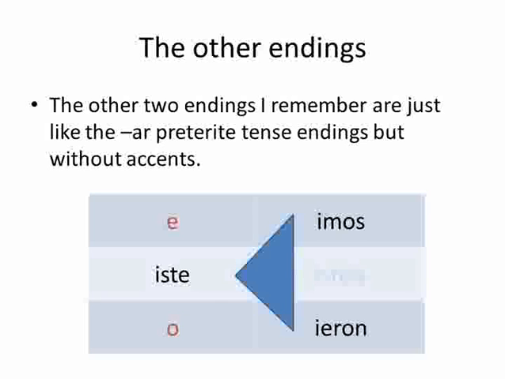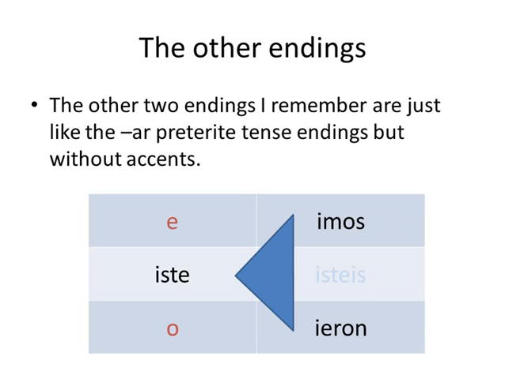The other two endings, the yo form and the he, she, usted form, I remember because they are just like the preterite tense AR endings. However, they don't have accents. In Spanish, all irregular preterite tense verbs do not have accent marks. That doesn't mean that other irregular verbs don't have accent marks, but in the preterite tense, all irregular verbs do not have accent marks.